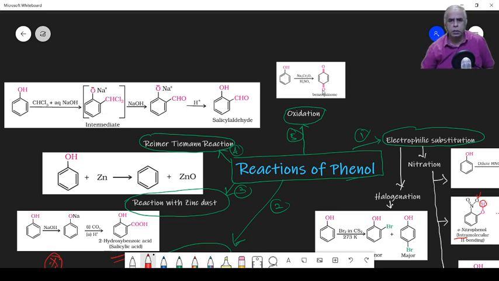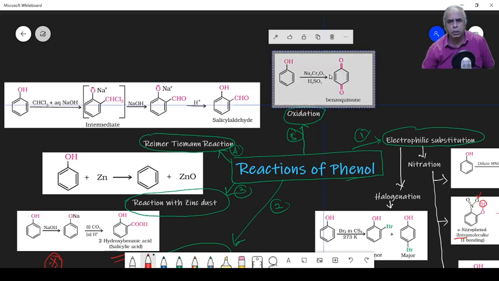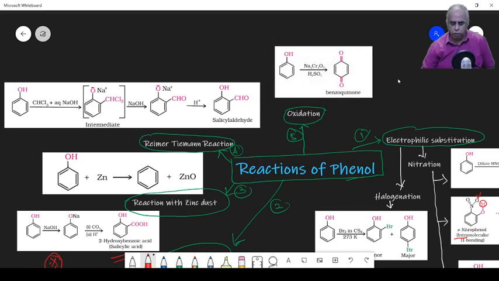Then we will discuss oxidation. So that is the fifth reaction. As far as oxidation is concerned, when phenol is subjected to oxidation in presence of acidified Na2Cr2O7, that is sodium dichromate, we are able to get benzoquinone, which is a very important compound, and industrially these are all very significant compounds.